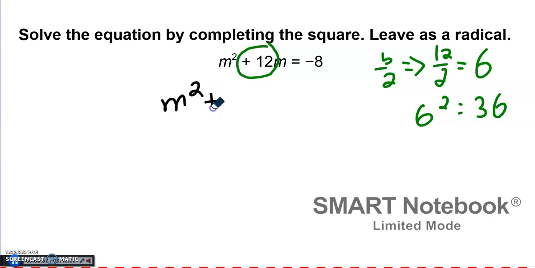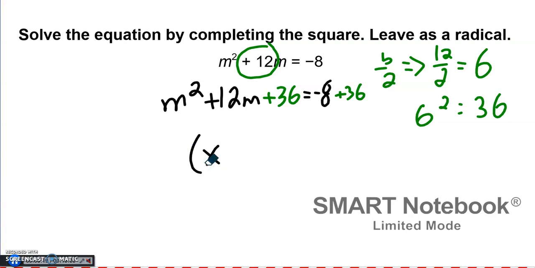So we get m squared plus 12m plus 36 is equal to negative 8 plus 36. So now we can simplify the left-hand side. Again, it's a perfect square trinomial. It's going to go into m plus half of b, and half of b, again, is 6. So it's going to be m plus 6 squared is equal to negative 8 plus 36, which is 28.